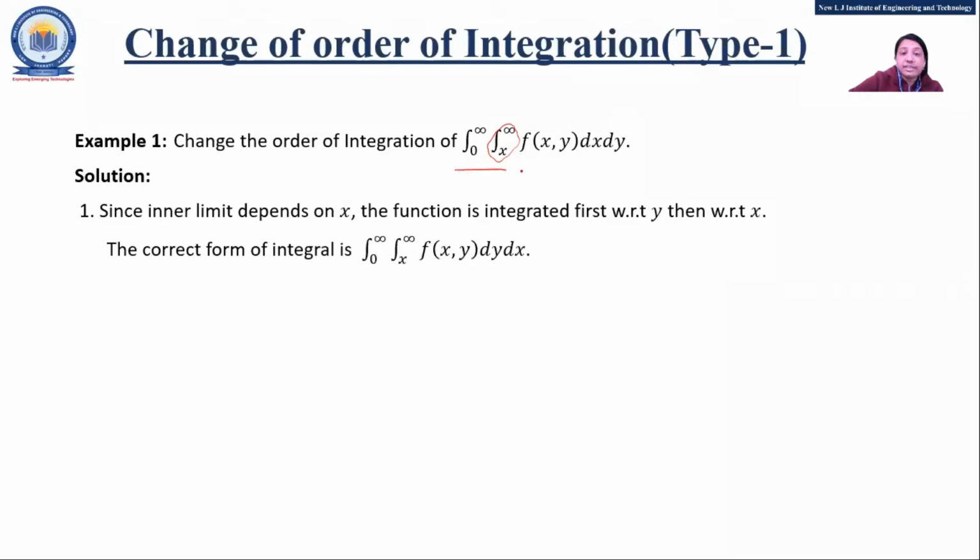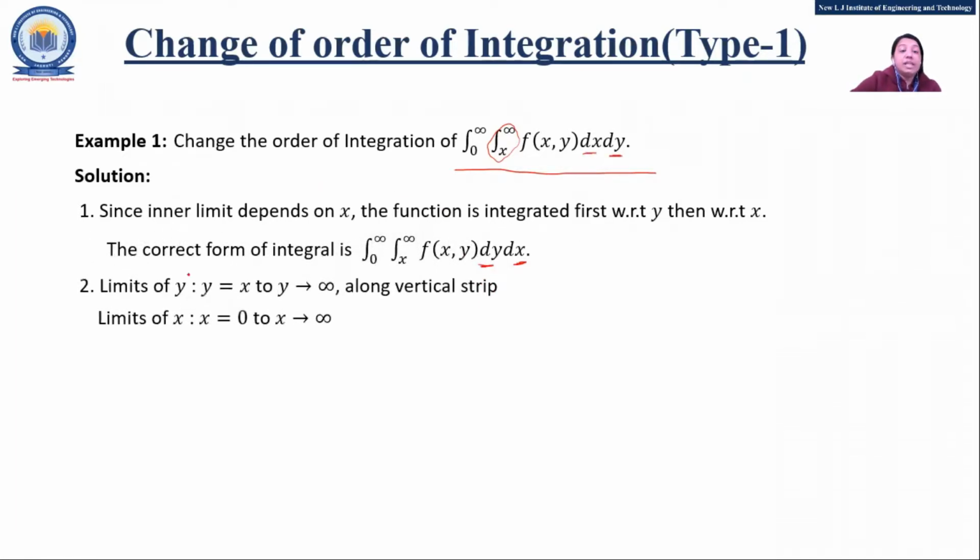So whatever order is given, that is not the correct one. So we have written what? The correct form of the integral is f(x,y) dy dx. You can see here it was dx dy, now it is dy dx, right? Now the limits: see, the first limit depends upon x. I told you whenever it depends upon x, that means it is the limit of y, that we discussed in the previous lecture. So we can say that the y limits are from x to infinity. The y limit is x to infinity and our x limit is 0 to infinity.